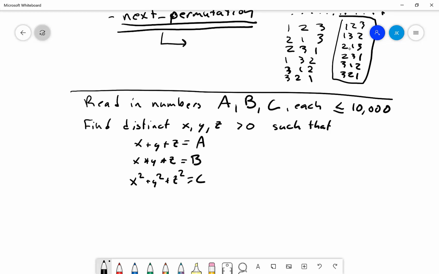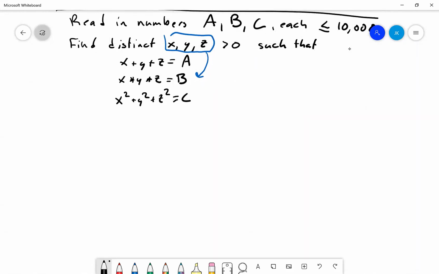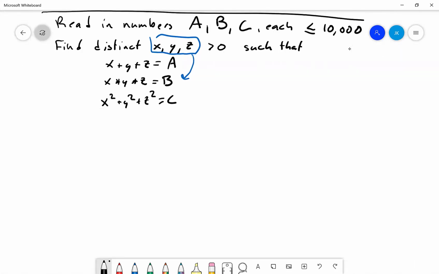Okay, and so the question is, can you find the numbers X, Y, Z that meet these conditions where you read in A, B, and C? This is an approach that you can use brute force for, and it is very doable to do it that way, but it helps to be able to limit some of what's there.